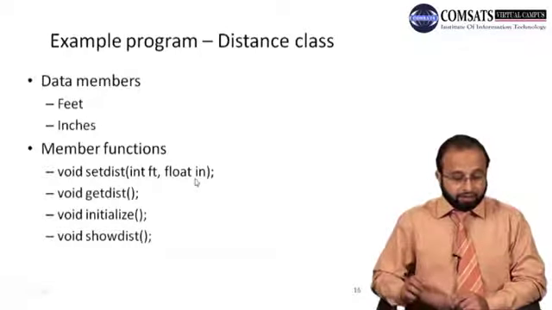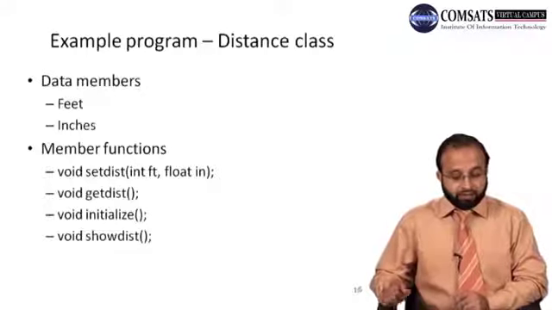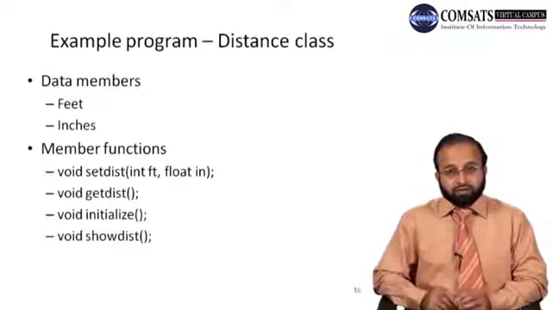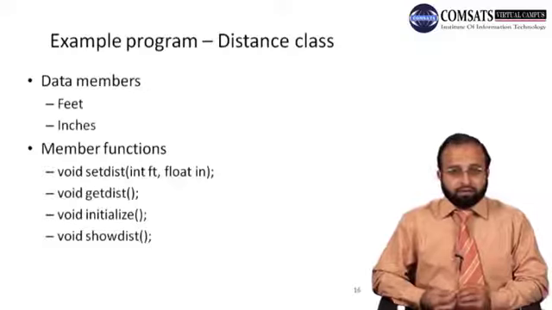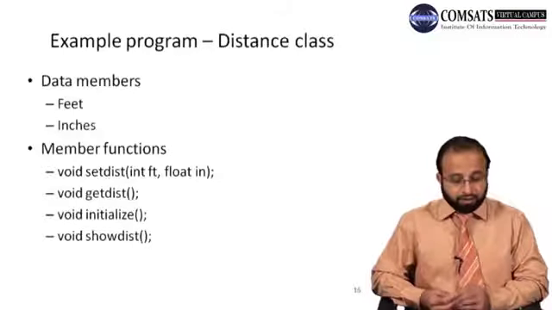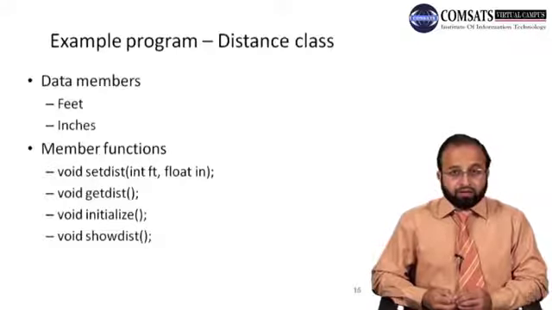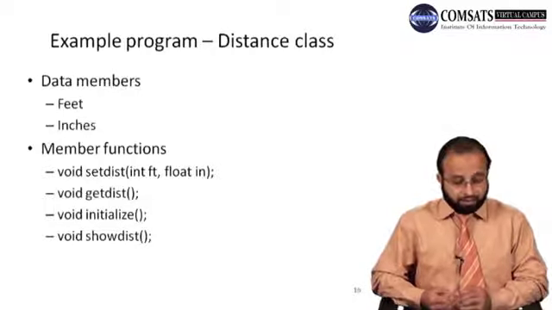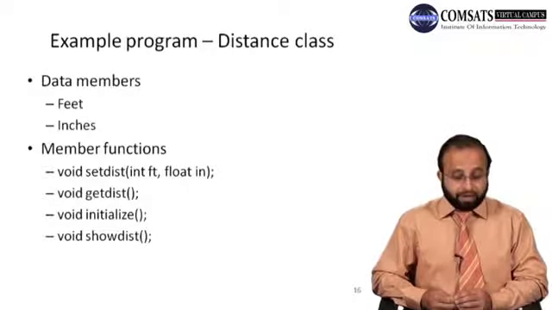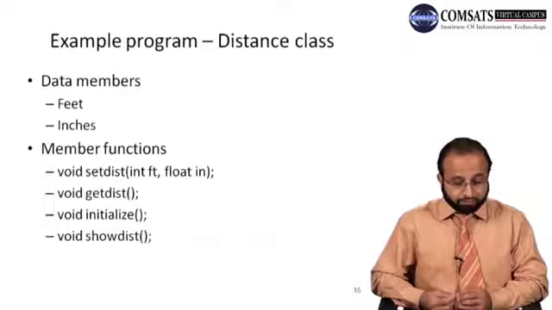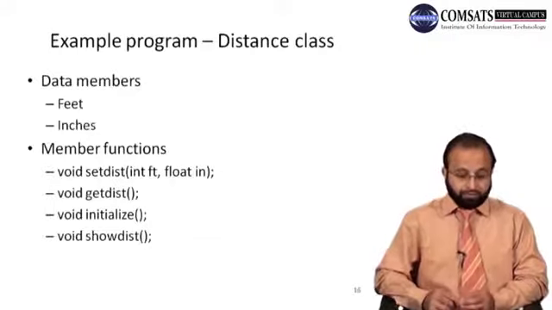So you will call, let's say, d1 dot set dest and inside the brackets you will pass two values from the main function or any other function outside the definition of the class, and then what will happen is whatever value you are passing to that function, it will assign this value to the private data member of the object of that class. Get dest will return, get dest basically gets the value from the user.